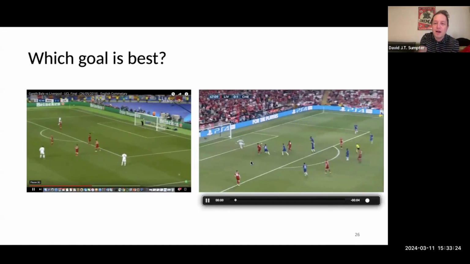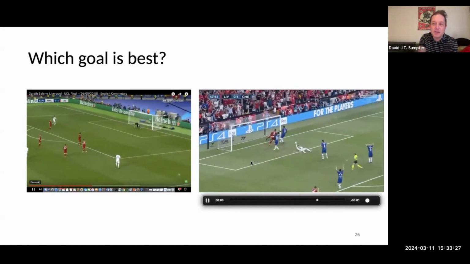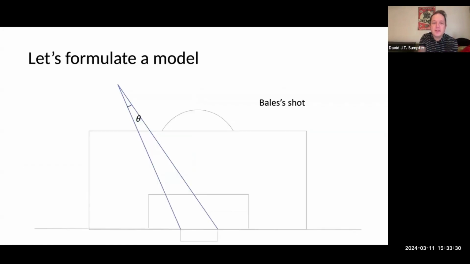So we think of the right goal as being a better goal because it has higher expected goals. And how do we come to this? Well, one way of doing it, of course, is to fit the statistical model and so on. And we are going to fit a statistical model here. But what I want to do is formulate that model based on principles to start with. So if I think about Bale's shot, I think about it as being a very far distance. And if I draw lines to the goalposts, like I'm looking at the screen just now and drawing two lines to the screen, I can look at the angle between those two lines, and that's what's shown there, and that's got theta. So Bale's shot has a very small angle.